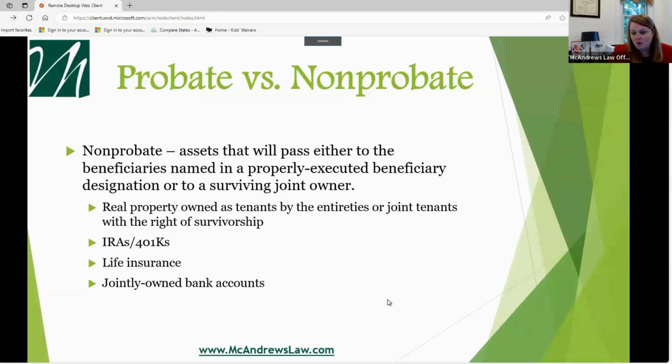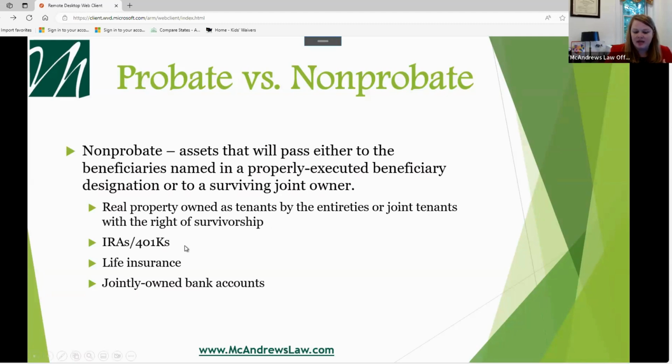Real property, if it's owned by tenants by the entirety, that is typically property that's owned by a married couple. If you were married when you purchased your house, it is likely held as tenants by the entireties, which is essentially joint tenants with right of survivorship, but with a little bit of extra protection. Or if you just own it as joint tenants with right of survivorship. Again, the property is passing by operation of law to the surviving joint owner, so it's a non-probate asset. I don't need the probate process to transfer the asset to the beneficiaries.